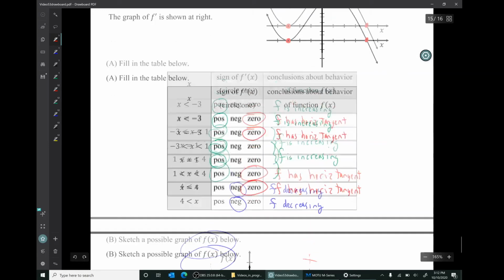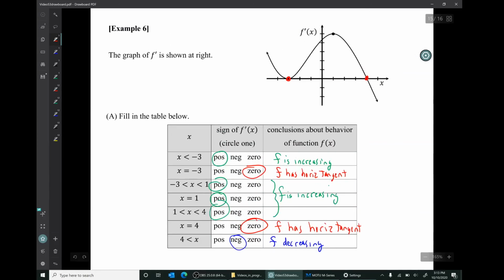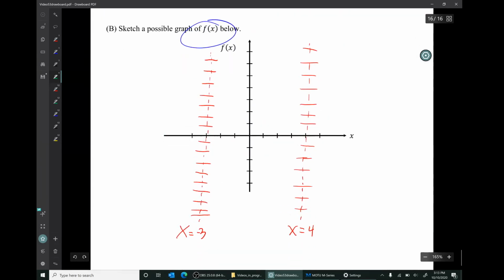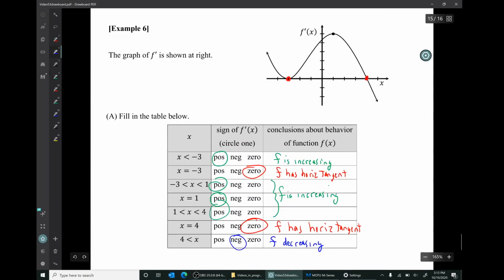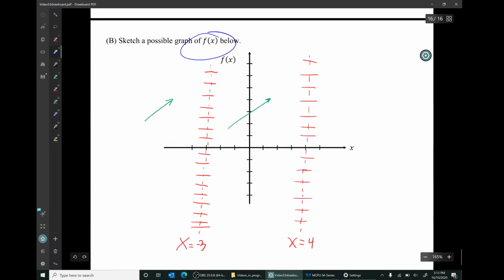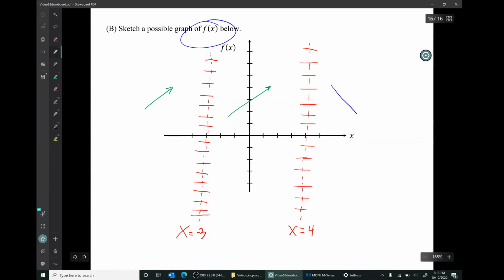Now let's go back. We know that to the left of x equals -3, the graph has to be increasing, and between -3 and 4, the function has to be increasing. So we know the graph has to be going up and has to be going up again. And then we know that to the right of 4, f of x has to be decreasing. So out here, the graph has to be coming down.